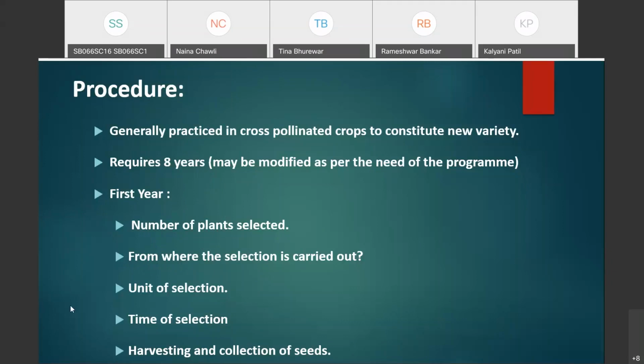Then the third point is the unit of selection. The selection entirely depends on the phenotypic characters. How the selection is carried out: it entirely depends upon the phenotypic, or we can say the morphological characters, which can be easily seen with the naked eyes.